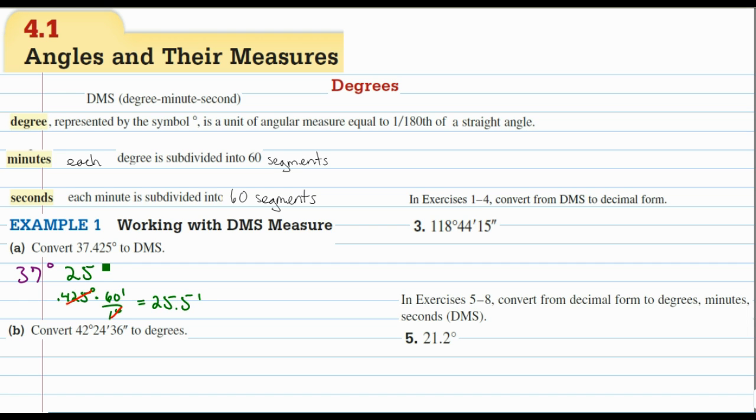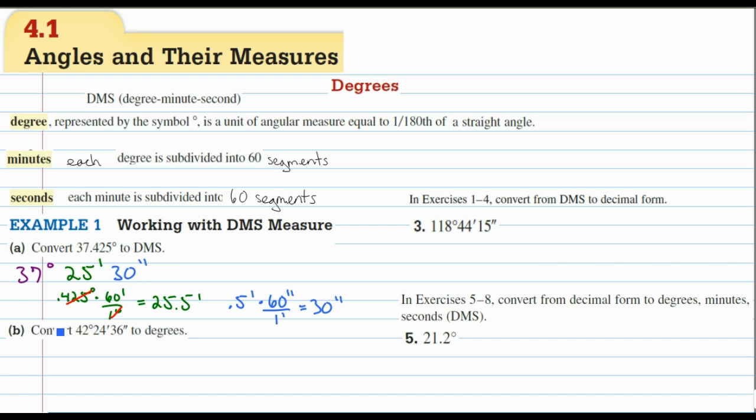So I've got 25 whole minutes, and now I've got 0.5, so I'm going to take 0.5 minutes. Now there are 60 seconds in a minute, so if there are 0.5 minutes, I'm going to multiply by 60 seconds in 1 minute, and then that leaves me with 30 seconds. So 37.425 degrees is 37 whole degrees, 25 whole minutes, and 30 seconds.